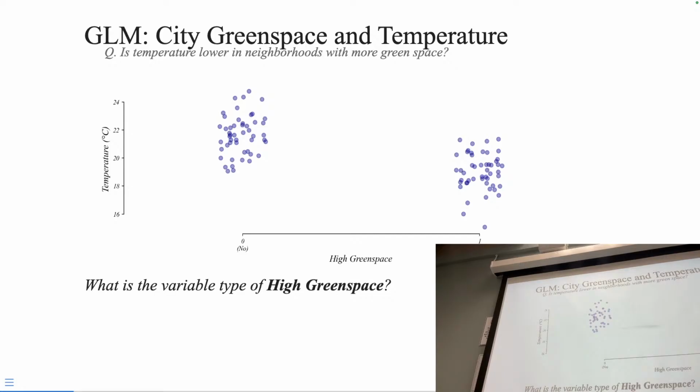My first question for you: the vertical axis is our outcome variable, which is average neighborhood temperature. The horizontal axis is neighborhood green space, so whether the neighborhood has green space or not. As our first warm-up question, this may seem obvious, maybe it doesn't.